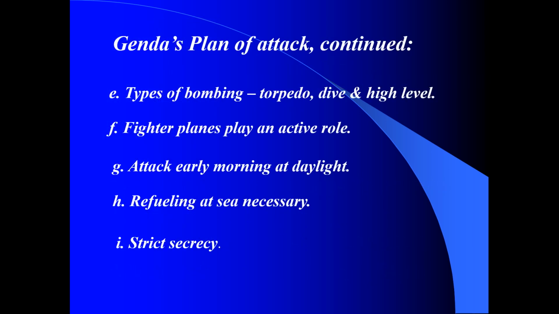Additional parts of Commander Minoru Genda's plan of attack included utilizing all types of bombing: torpedo, dive, and high-level bombing. Genda placed priority on torpedo bombing and next on dive bombers, since high-level bombing proved ineffective in China. Fighter planes would play an active role in protecting bombers and carriers. The attack would take place in the early morning daylight, since there were no precise instruments to assist in nighttime operations. Refueling at sea would be necessary. Tankers had to accompany the task force. There must be strict secrecy. The outcome of the initial strike was dependent on complete surprise.